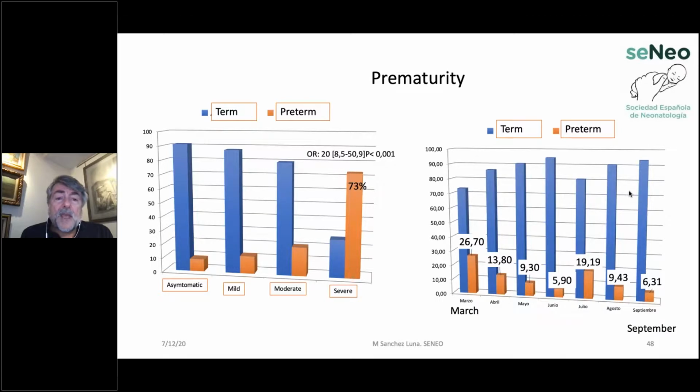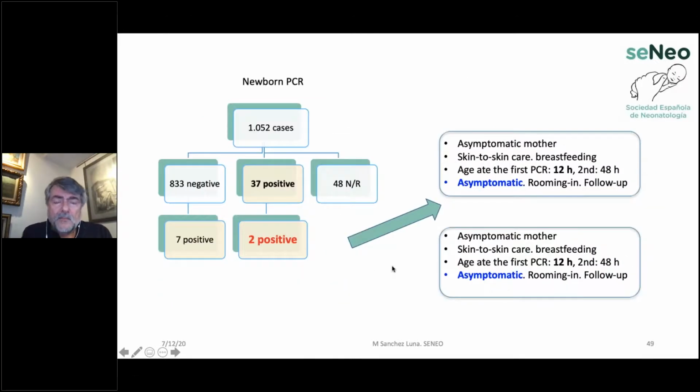Well, symptoms in the babies born appear to be related to the prematurity. So you can see here on the left-hand side of the screen that most of the babies who turned up with symptoms were premature born babies. So today we have 37 positive cases of babies born from 1,052 COVID positive mothers. Out of these 37, only 2 of them were positive after 48 hours, so in the second test. And in these 2 cases, babies were asymptomatic. So again, we can't clearly say that this infection is going to be transmitted in utero.